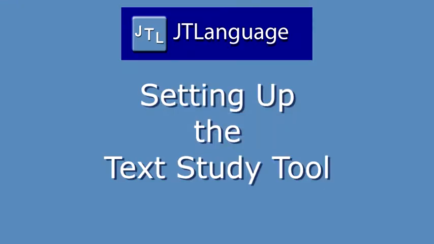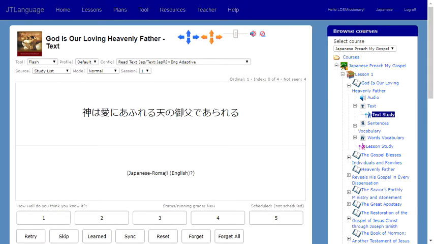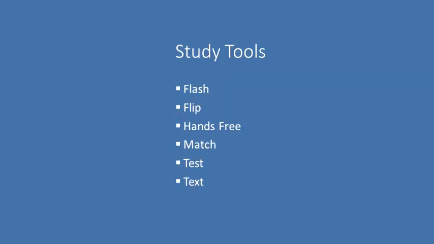Setting up the text study tool. Opening the text component in the course browser tree control, we see a text study component. This takes you to the study list tool page for this content item. The first time you visit this page, it defaults to the Flash tool. The tool drop-down menu changes the page to a particular study tool. At present, there are Flash, Flip, Hands-Free, Match, Test, and Text Study tools available.